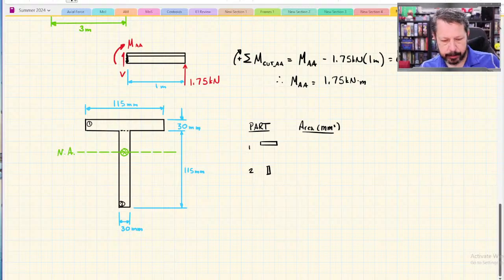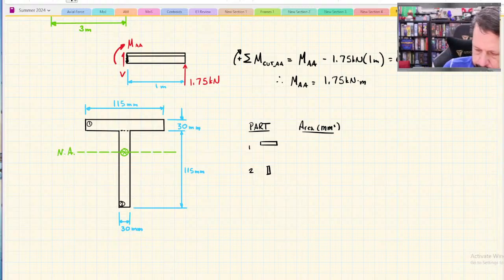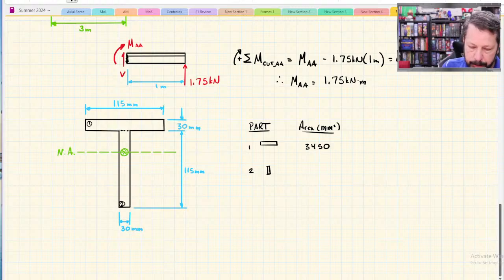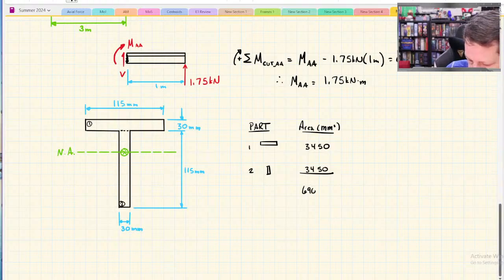So part 1 is 115 times 30. And part 2 is also 115 times 30. So our total area is just 6,900 square millimeters. Okay.